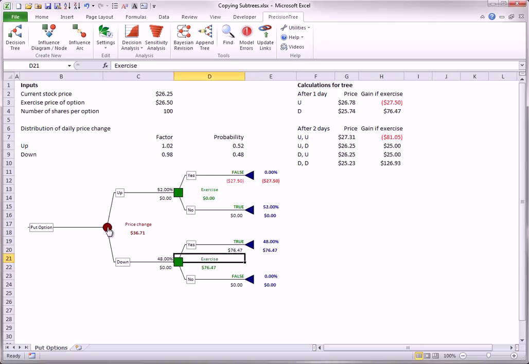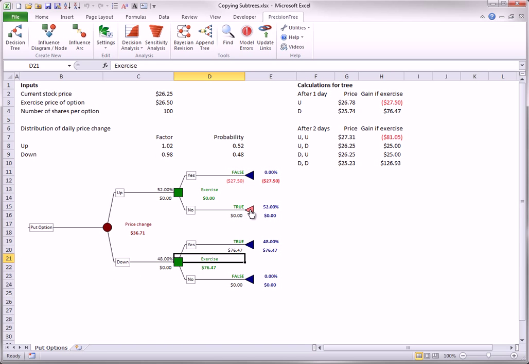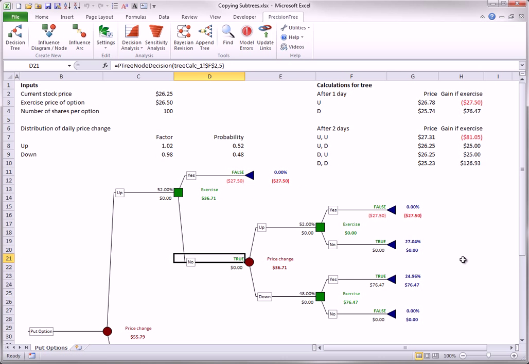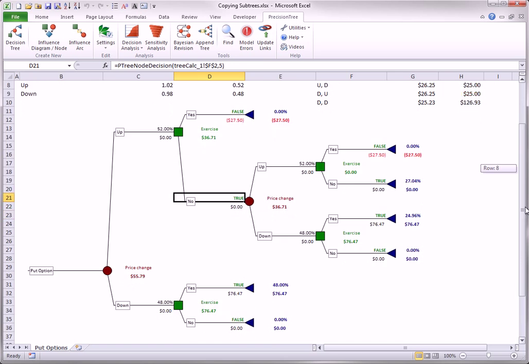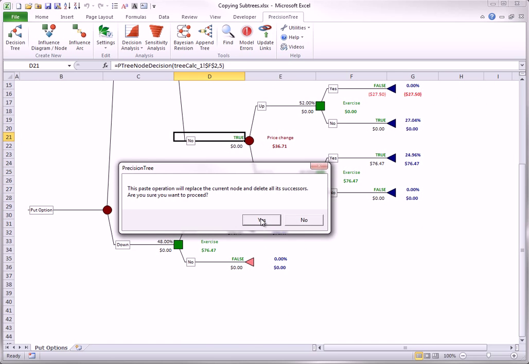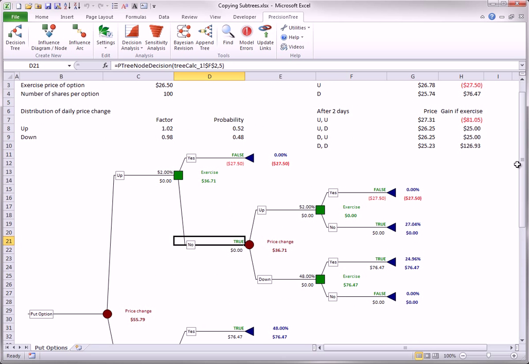I will do it. Copy subtree, paste subtree. Paste again. Then you can fix the formulas for exercising appropriately. They should now point to cells H7 to H10.